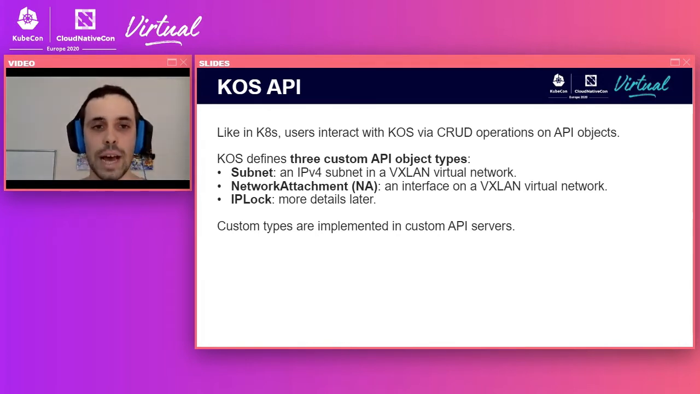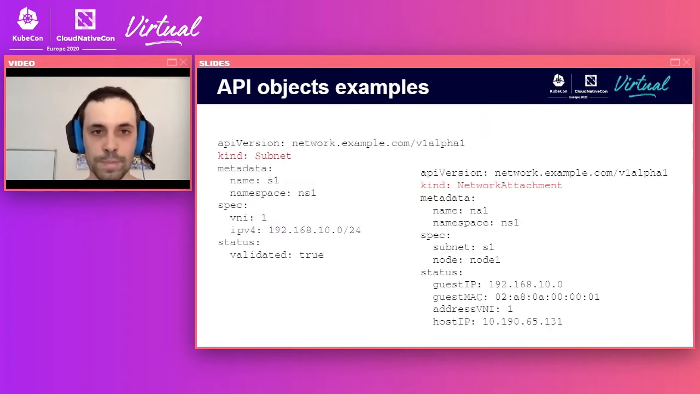These custom types are the subnet, the network attachment, which you'll see abbreviated to NA for the rest of the slides, and the IP lock. We'll talk about IP locks later in the talk. Now let's focus on the first two. And in this slide, you see examples of them.